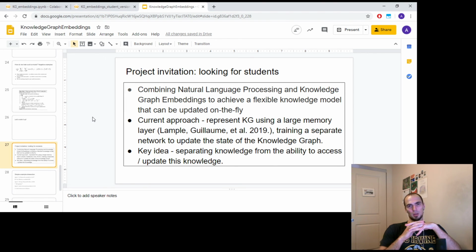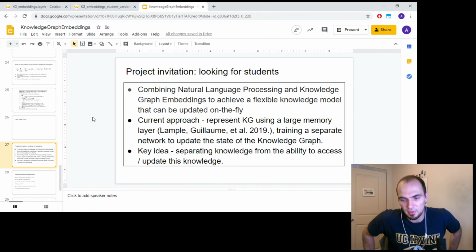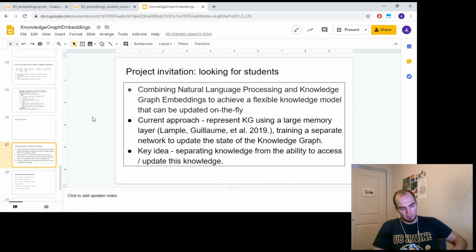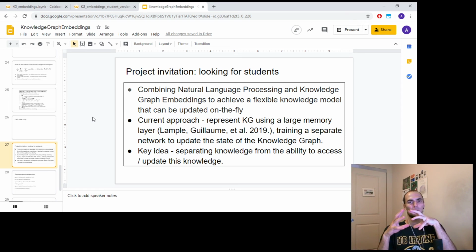So the current approach I'm working on is to represent a knowledge graph using a large memory layer, which is a fairly recent model, and I think it's a very promising one. So this large memory layer essentially allows you to have a very high capacity memory storage and a very flexible one. So what I'm trying to do is to train a separate network that is going to update this knowledge representation to reflect new facts that are being introduced.